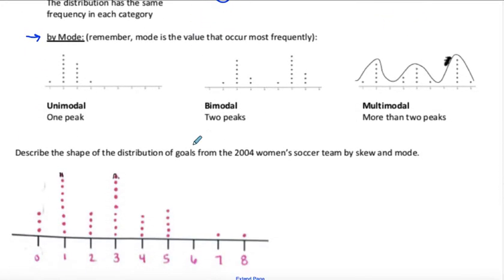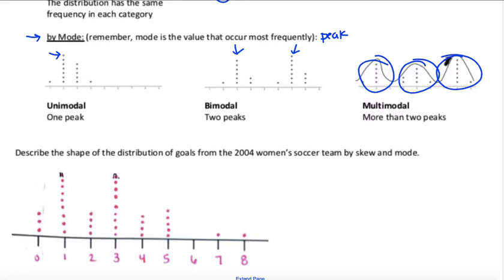The other way we can describe the shape is by mode. And mode is the value that occurs most frequently. And this is going to be our peaks. And so unimodal is where we have one peak. Bimodal is where we would have two peaks. And then multimodal just means we have lots. And that's where our data is going up and down. And this is where we would say there's not a lot of consistency in overall data, but maybe we have 3 clusters of data is where we could start describing that distribution.